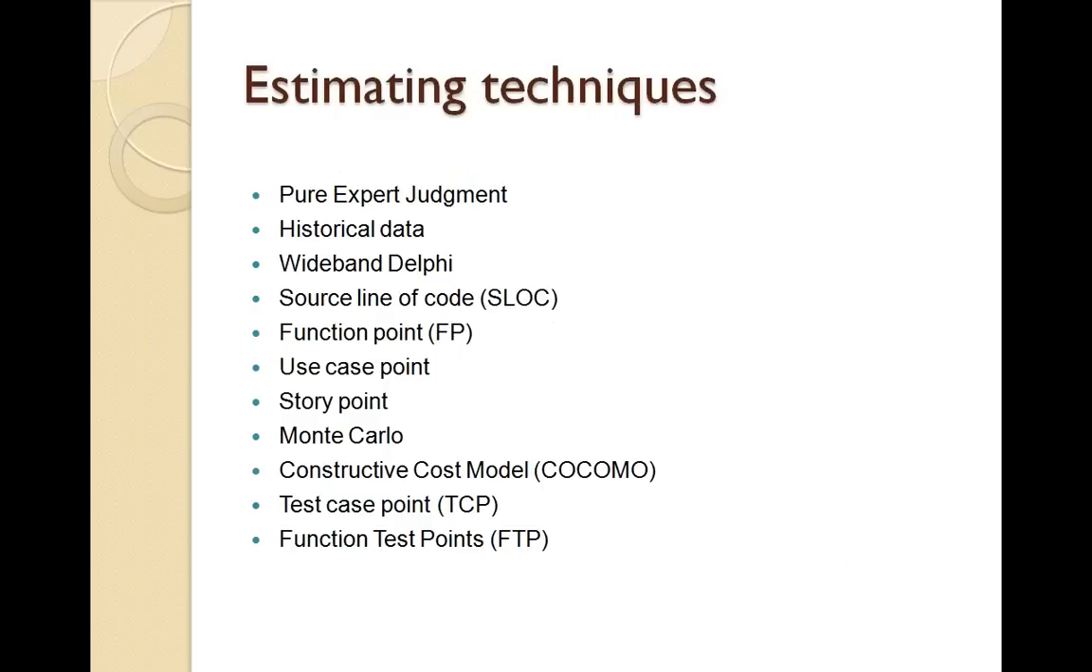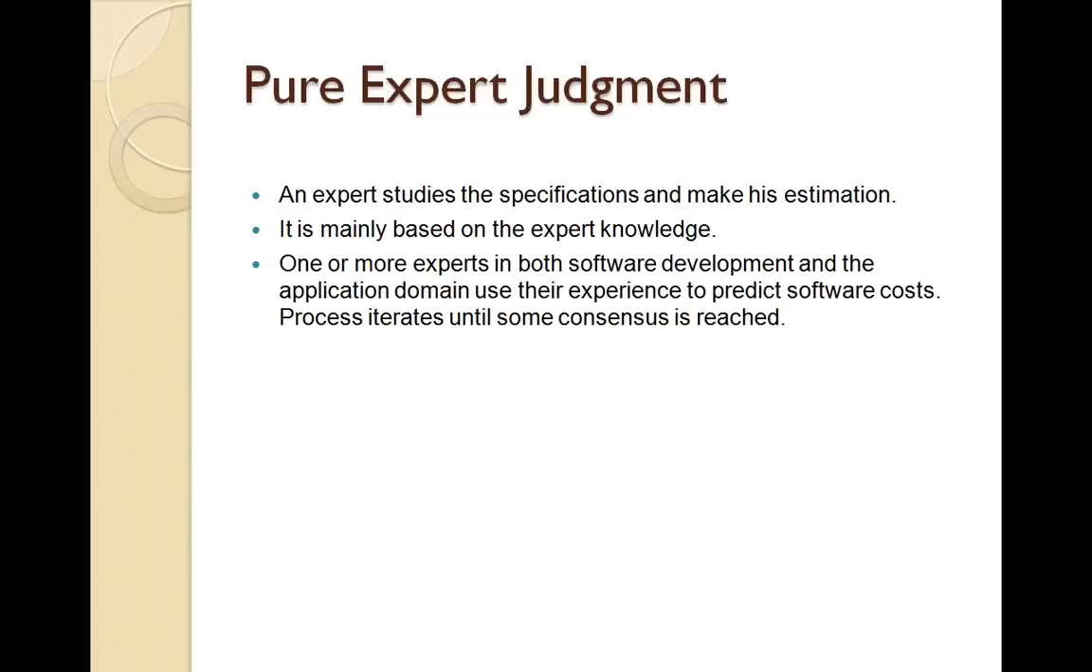So let's look at what estimation techniques are available. There are multiple estimation techniques that are used by different projects in different organizations. Some of the common ones are listed here, and we'll go through some of them. There are pure expert judgment and historical data, Wideband Delphi, source line of code, function point, use case point, story point, Monte Carlo, COCOMO model, test case point, or function test points. These are the various tools and techniques, and in reality you would see many other techniques also used for deriving the estimates. We'll go through some of these techniques now.